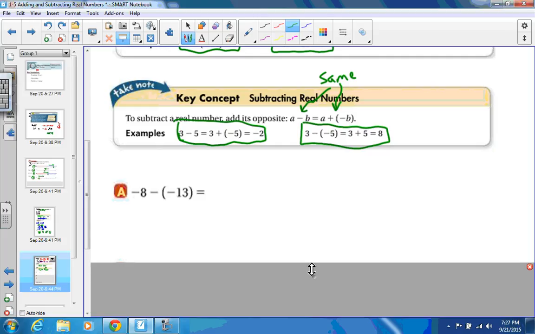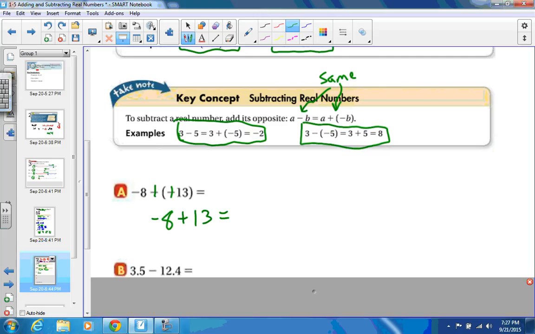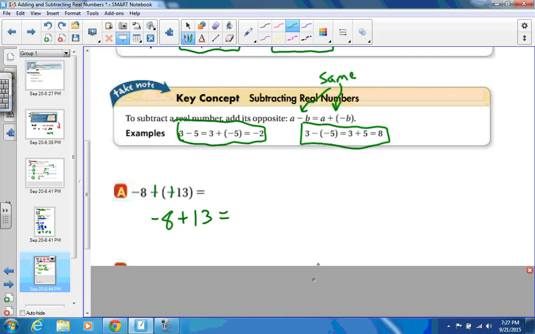So let's do some examples here. All right, so first of all, I want you to note that when you have two negatives next to each other, like this one right here, you add the opposite. So it would be negative 8 plus 13. Now it's up to you if you want to use a number line or if you want to use the absolute value method. Since I don't have a number line right now, I'm going to use the absolute value method.